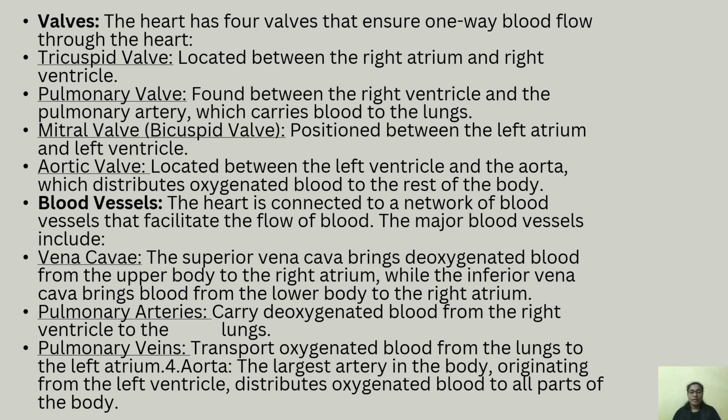Coming to the blood vessels. The heart is connected to a network of blood vessels that facilitates the flow of blood. The major blood vessels include the vena cava: the superior vena cava, which brings deoxygenated blood from the upper body to the right atrium, while the inferior vena cava brings blood from the lower body to the right atrium. Pulmonary arteries, which carry deoxygenated blood from the right ventricle to the lungs. Pulmonary veins, which transport oxygenated blood from the lungs to the left atrium. Coming to the aorta, which is the largest artery in the body, originating from the left ventricle, it distributes oxygenated blood to all parts of the body.